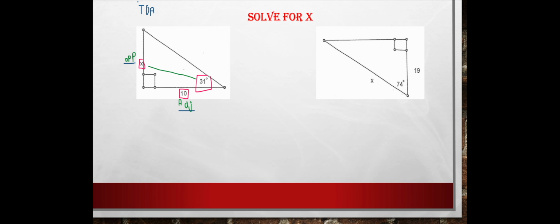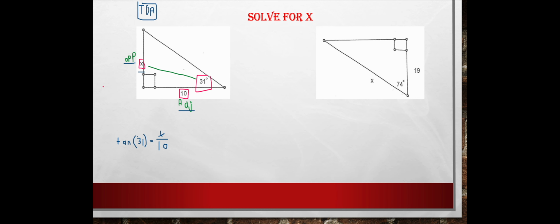The end of that, TOA, T-O-A, has an O and an A, so tangent is going to be using the opposite and the adjacent. So to set up our equation, it's going to be tangent of 31 is equal to the opposite, which is x, over the adjacent, which is 10. So whatever tangent of 31 is, it's going to be equal to x over 10.